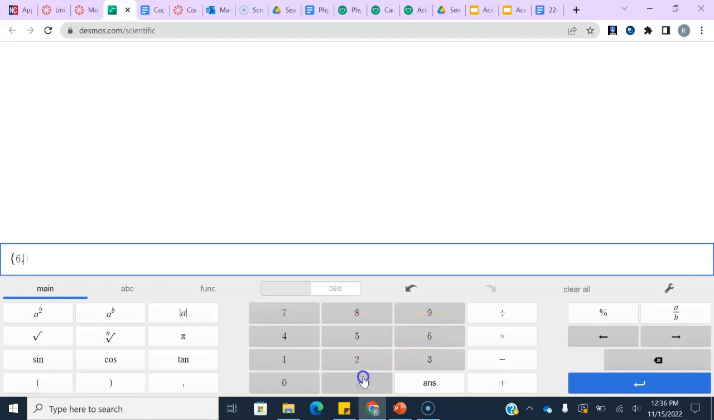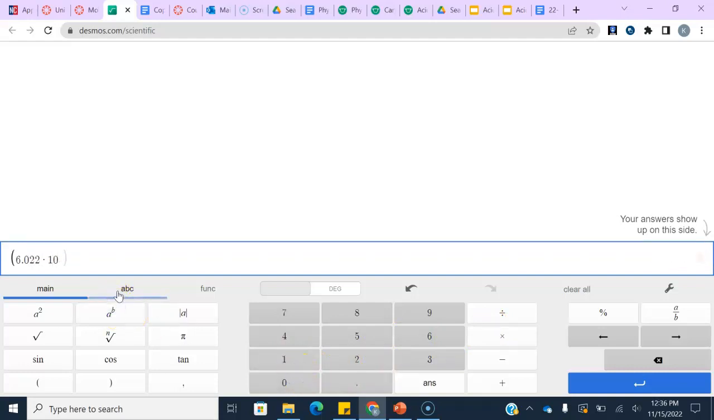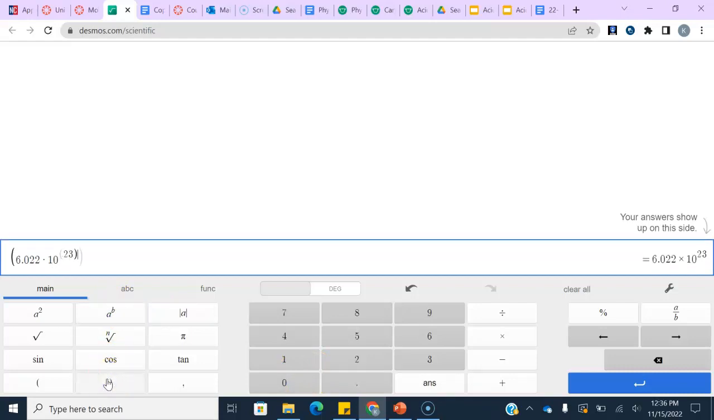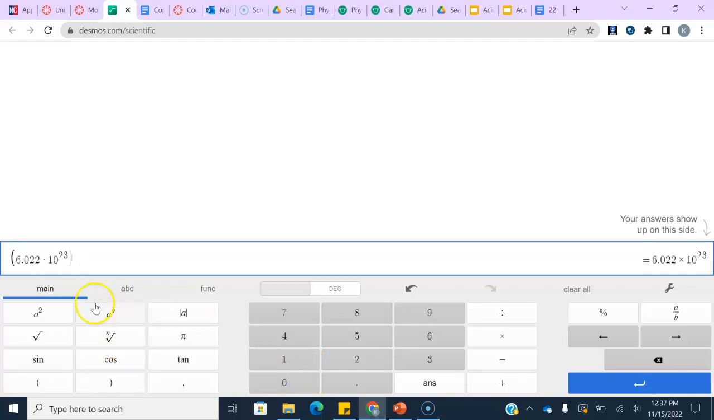6.022 times 10 to the 23rd. And then, of course, I'm going to click here so that this displays right. All right, so there's our 6.022 times 10 to the 23rd times 3.54 moles. And here is our answer.